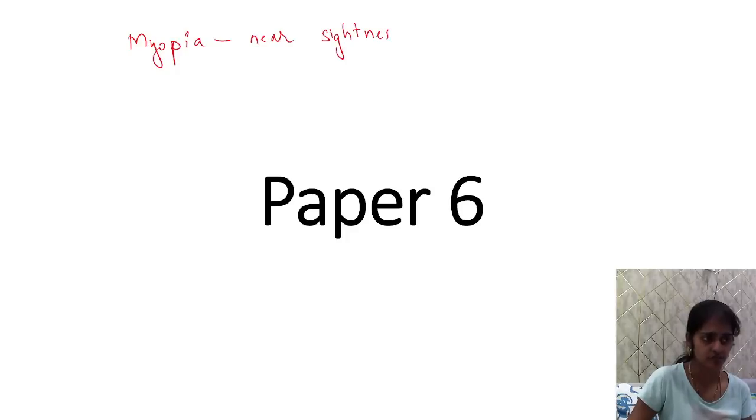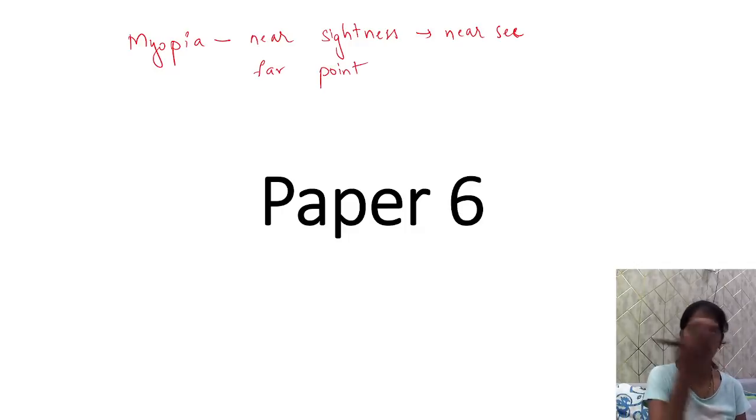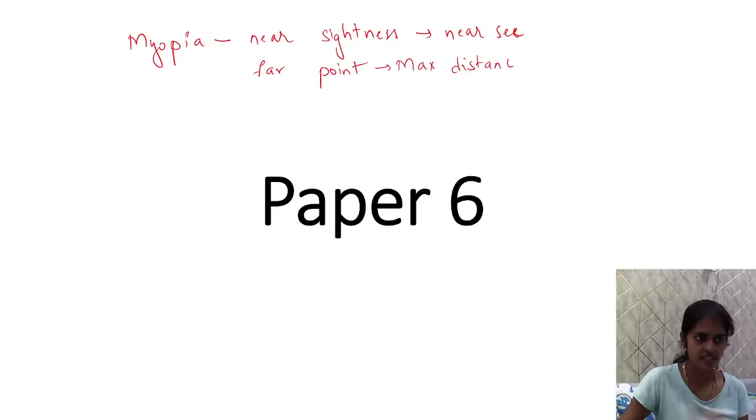Then to correct myopia, I'll just write the points here. Myopia is called nearsightedness. I can see near objects clearly, but far objects I cannot see. Here we have the far point, which means after this particular point I cannot see the objects. This is the maximum distance at which I can see the objects. And we use a concave lens to correct the defect.